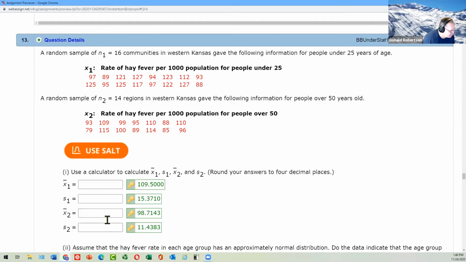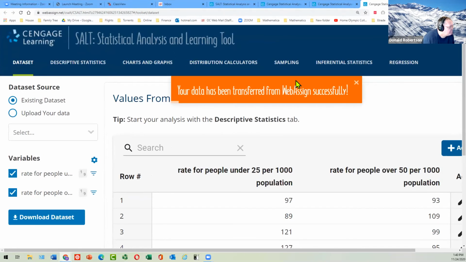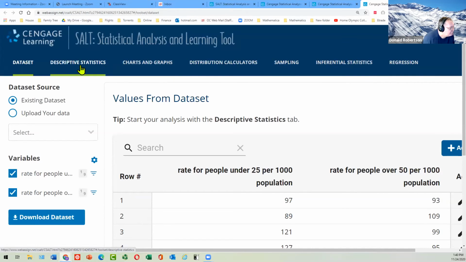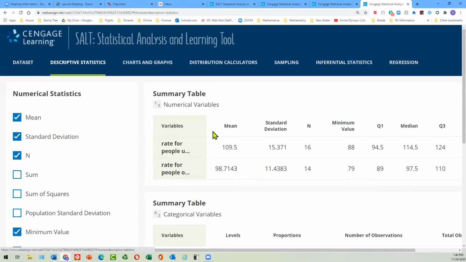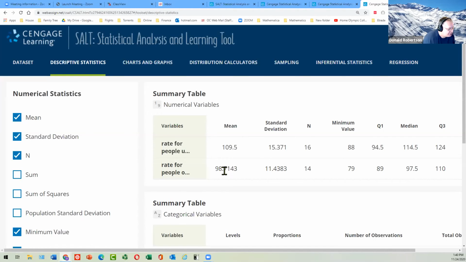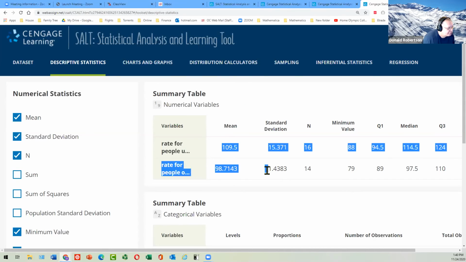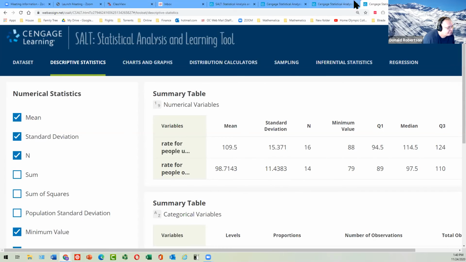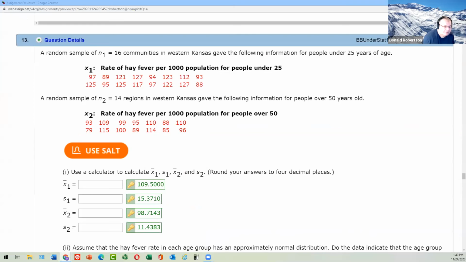Right, so I need to get these numbers from this data. So I'll hit use salt. Can anybody remember which one of these headings on the top I'm going to use to get the X1 bar and all that stuff? Descriptive statistics. And it's pretty much in front of you now. Can you see there's the means? And then next to it, there's the standard deviations. So if you can imagine these 2 numbers here and these 2 numbers here, that's them. That's where they came from.